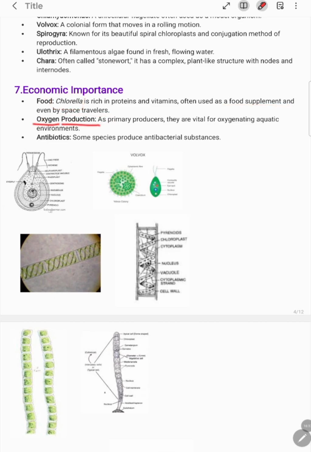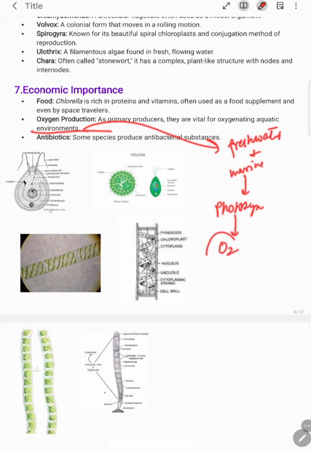Apart from that, they are also used in oxygen production. As primary producers, they are vital for oxygenating the aquatic environment. Okay, as they are present in fresh water plus marine water and are able to do photosynthesis, meaning O2 evolution, which is responsible for animal life in the water.